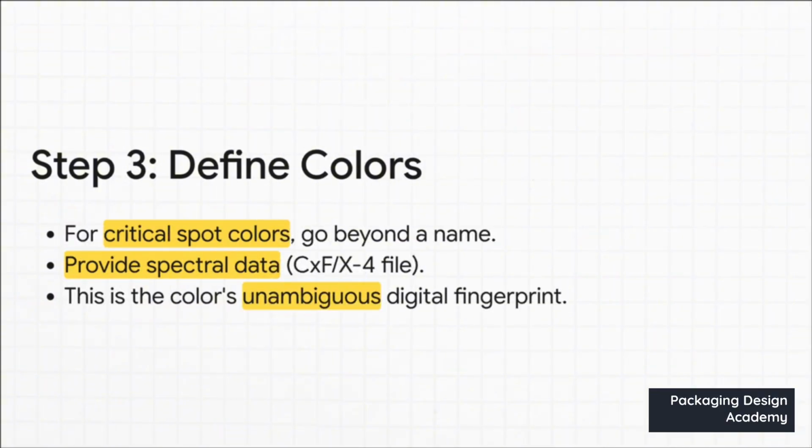And finally, step 3. For those really critical brand colors, the ones that are absolutely non-negotiable, you gotta go beyond just a name and number. You need to give your printer the color's digital fingerprint. It's called spectral data, and it comes in a tiny little file called a CXF. This file is literally the DNA of your color. It removes all guesswork and ensures that color is as perfect as technology can possibly make it.